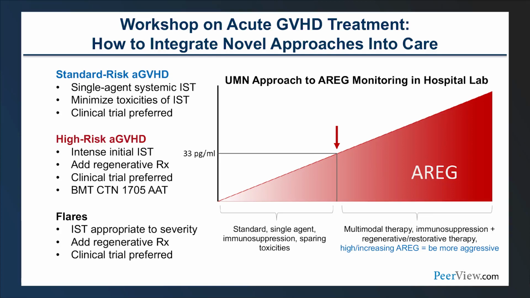So with standard risk acute GVHD, we're focusing on single agents, trying to minimize toxicities. For those with high-risk GVHD, we're still giving high-dose steroids, but we're adding something regenerative and trying to help the gut heal. We also are trying to add regenerative therapy in patients who have flares. And the way that we are doing this is we're using amphoregulin as a monitoring biomarker in our hospital lab, but we recommend, again, using biomarkers in the context of clinical trials wherever possible.